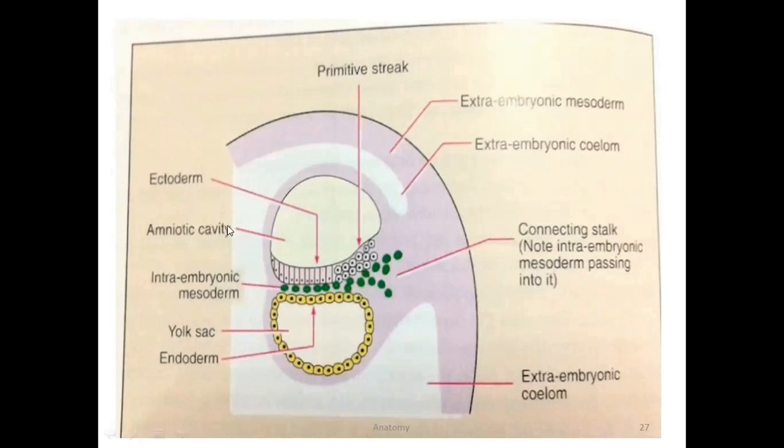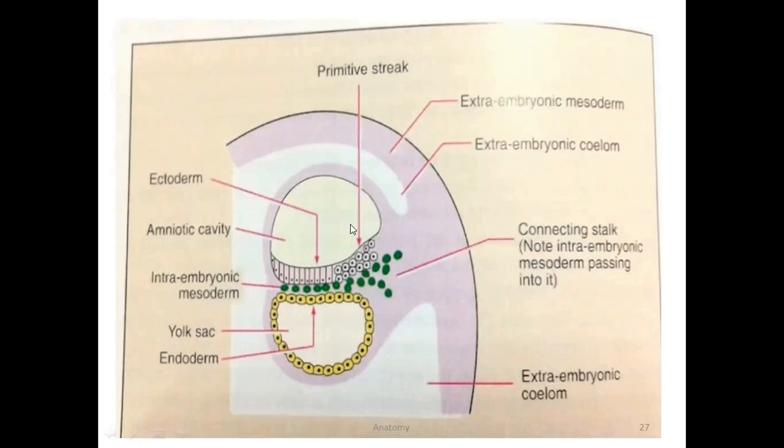You can see here this extraembryonic coelom expands. And this way, initially this portion is here, but it shifts toward the side, and that forms a connecting stalk. In the connecting stalk also, the intraembryonic mesoderm splits and goes here. So you can see the labeling, connecting stalk. Note that intraembryonic mesoderm is passing into it. So this is a connecting stalk, and this is the future umbilical cord. It gets elongated, shifts its position, and forms a long tubular structure called the umbilical cord. So the connecting stalk is the future umbilical cord.